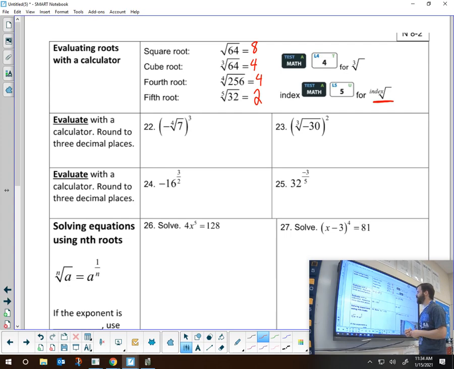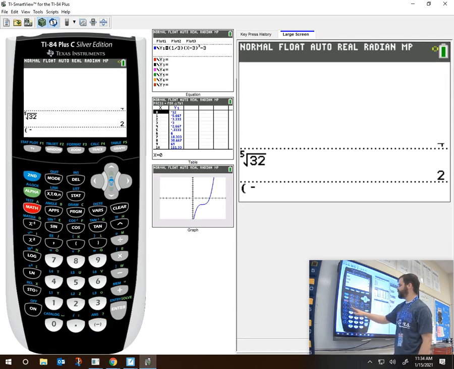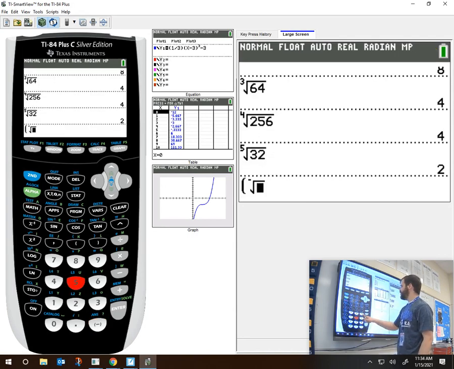So for instance, let's look at number 22, and let's plug this into my calculator. Okay? So we're going to go negative 4th root of 7 cubed. So we got a lot going on here. We're going to start with the parentheses. We're going to go negative, and then we got to go fourth root. So we're going to go math 5. That negative is not going to be there. That negative is going to be out in front. Sorry about that. Negative fourth root of 7.